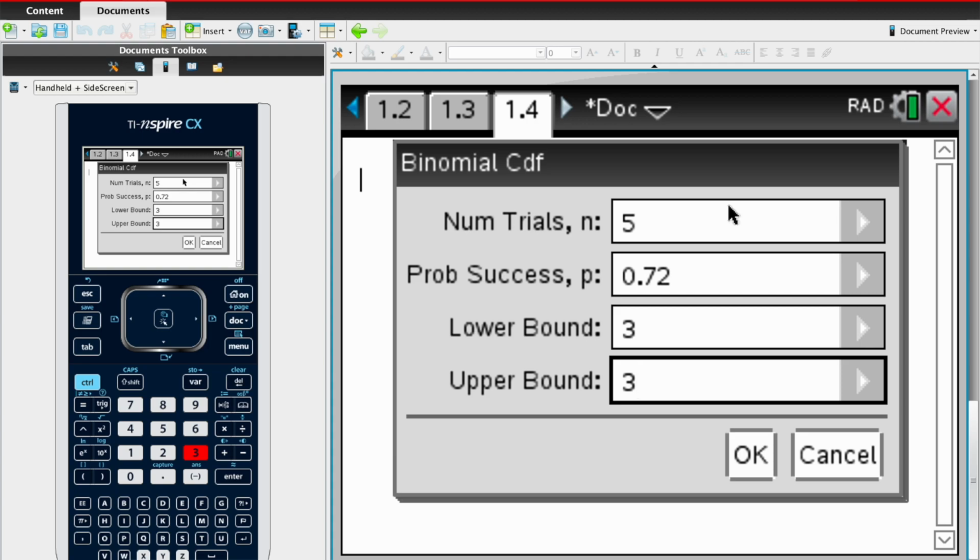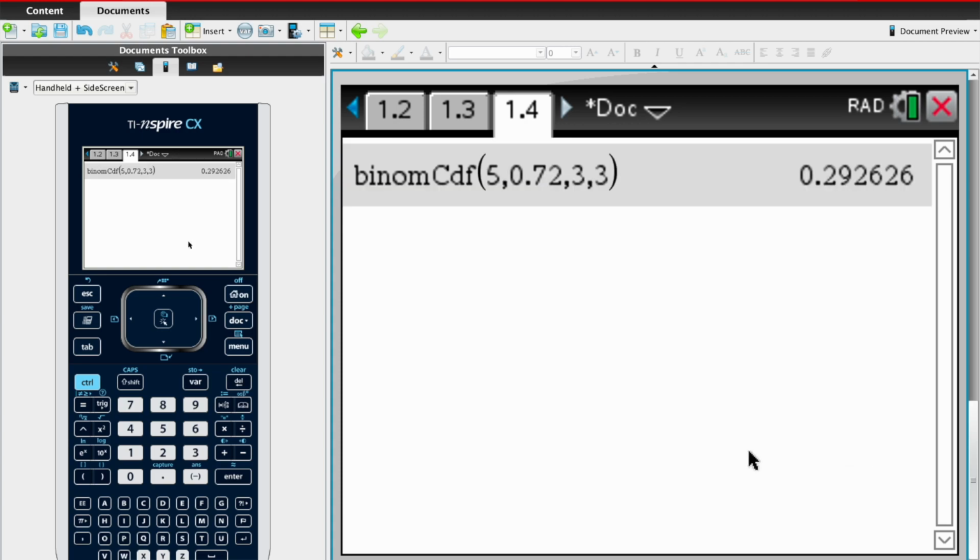Oh, sorry, this is her car starting. I'm sorry. Her probability that the car starts is 0.72. So it is a success. Number of trials 5, probability of success, her car starting 0.72. Lower bound is 3, upper bound is 3. We wanted exactly 3. There we go.